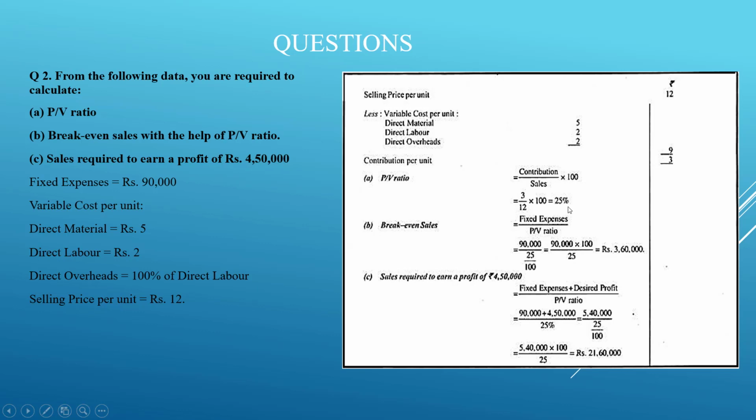Now what is PV ratio? 25%. So when you calculate this, again change it, 100 divided by 25, we are getting 21,60,000. That means you have to sell products worth rupees 21,60,000 to get a profit of 4,50,000. Okay, we are not talking about the number of units. We are seeing in rupees how much your sales have to be in order to get a profit of 4 lakh. So this is the question and this is the answer. You have to check the question very carefully, put everything in proper format, and only then can you calculate all these questions. So this is the second question.